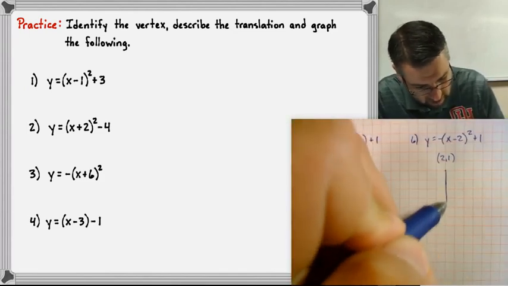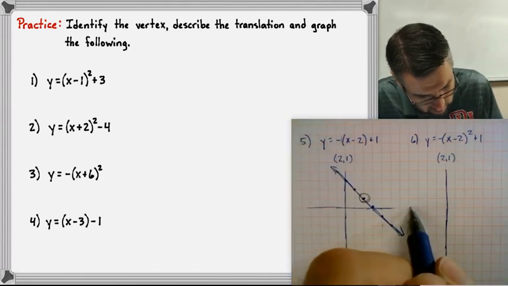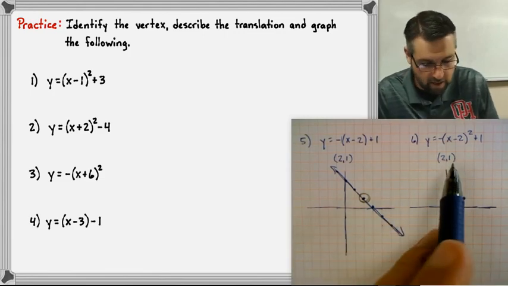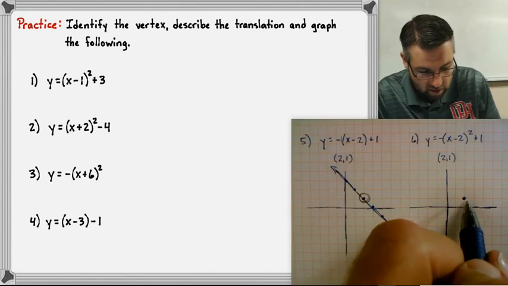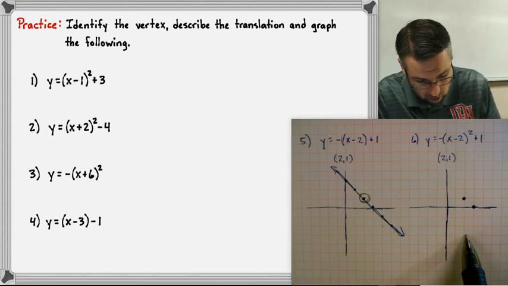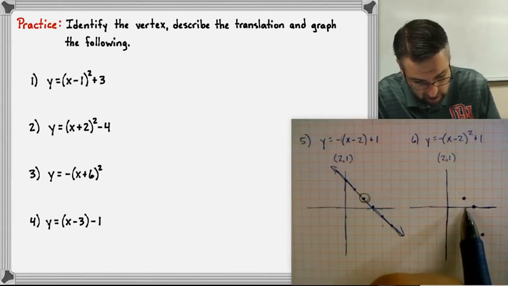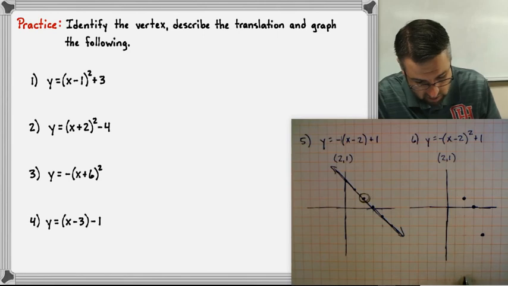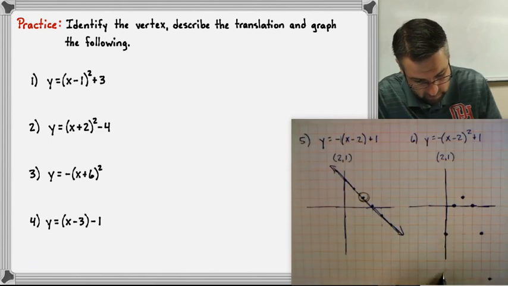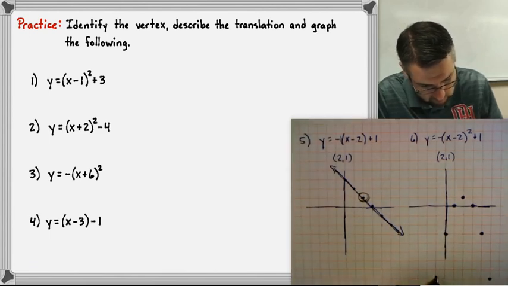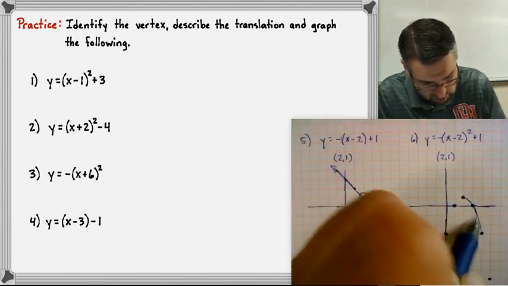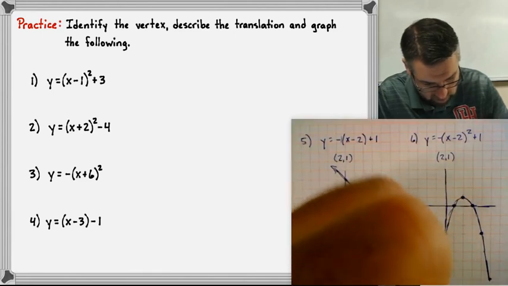For this one, we're going to start at (2, 1) because that's the vertex. And then we're going to follow the slope pattern of down 1, right 1, because it's opening down, and then down 4, right 2, and then down 9, right 3. And then we'll repeat that, reflect that over on the other side. And so we can see our parabola taking shape.